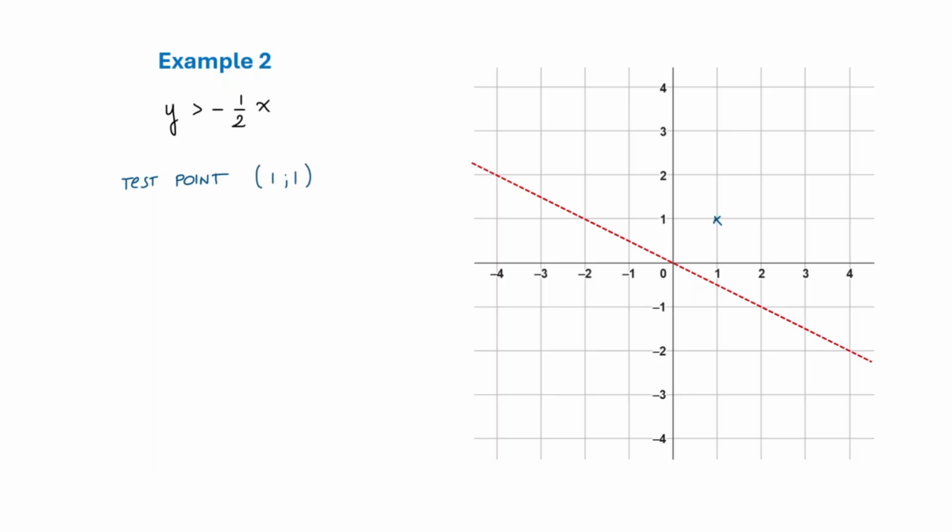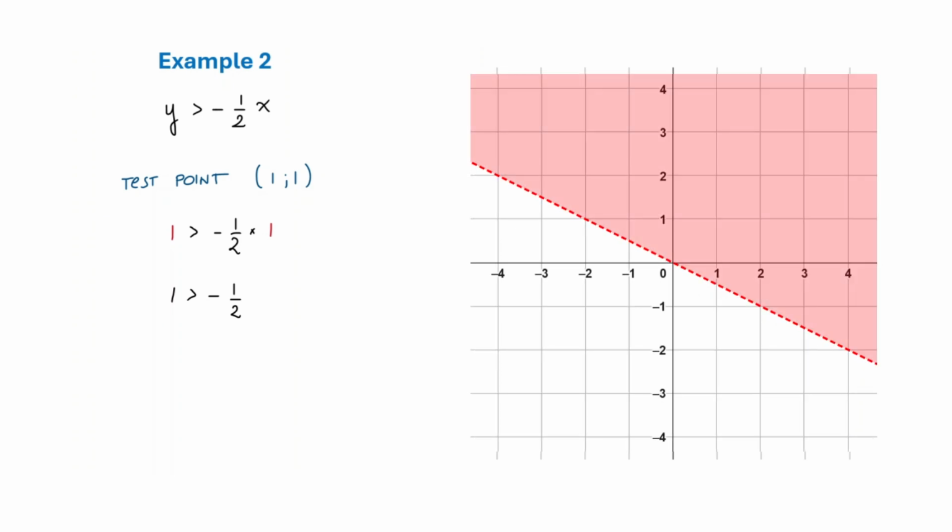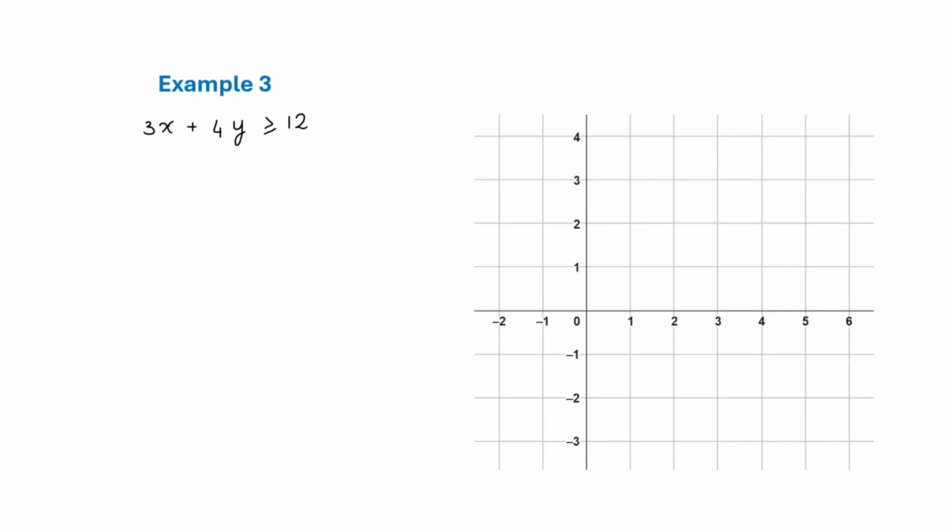Now we substitute x equals 1 and y equals 1 into the original inequality. The original inequality is y is greater than negative 1/2 x. Substituting 1, 1 gives 1 is greater than negative 1/2 times 1. So we get 1 is greater than negative 1/2. This is true. So the region containing the point 1, 1 is part of the solution. We shade that region. And this is the graph of y is greater than negative 1/2 x. Now let's look at another example.